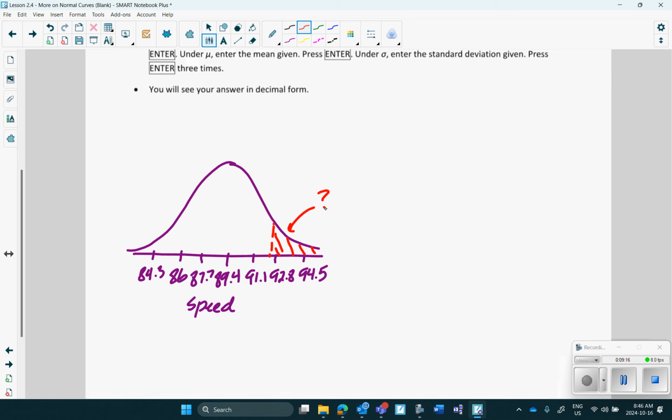And I'm going to write this down as I do it. So I'm going to do normal CDF. You've got to enter 4 pieces of information: the lower boundary of the area I'm trying to find, the upper boundary, the mean, and the standard deviation. What's the lower boundary of this area? 92.